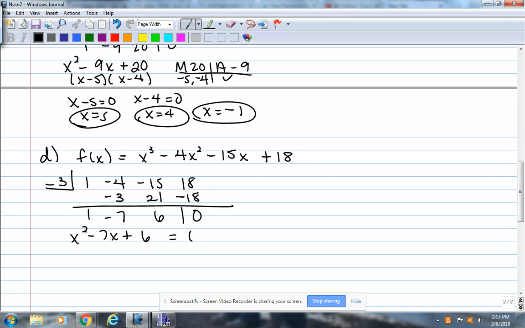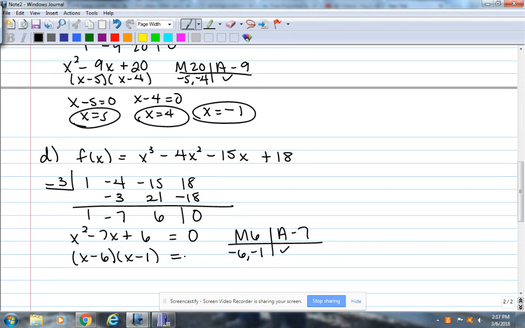Is that factorable? We're multiplying to get 6 and adding to get negative 7. Both negative, though, right? So that's x minus 6 times x minus 1.